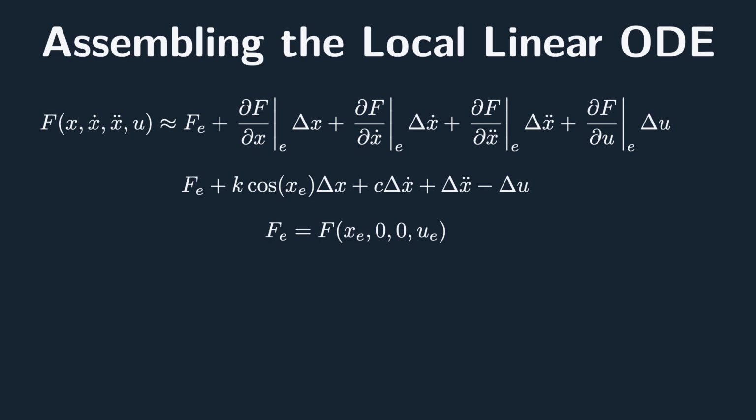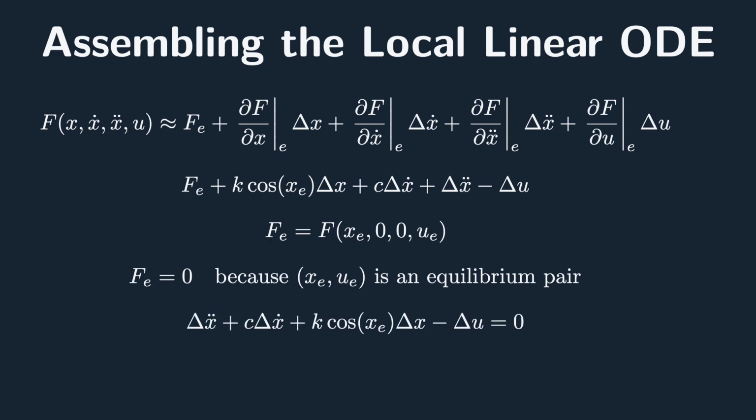The constant term is f sub e, which means f evaluated at the equilibrium point. But at equilibrium, f of x sub e, 0, 0, u sub e equals 0. So the constant term is 0 because the equilibrium point already satisfies the original ODE. Since the original ODE was written as f equals 0, the linear approximation for f is also set equal to 0. We can then move the input deviation back to the right-hand side to get the final local linear equation.